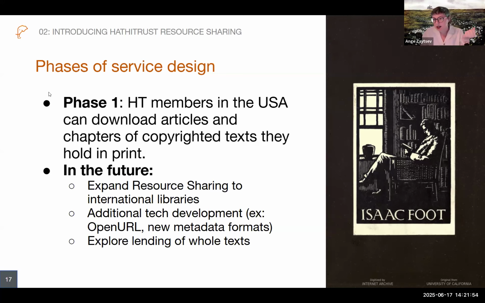There's likely additional technology development that we'll do to make this service easier to use, for example, setting up open URL integrations. And much later, we might consider exploring lending of whole text. There's a whole lot of questions around this area of work and whether it would be possible in HathiTrust. So this is something we are considering for much later down the road.